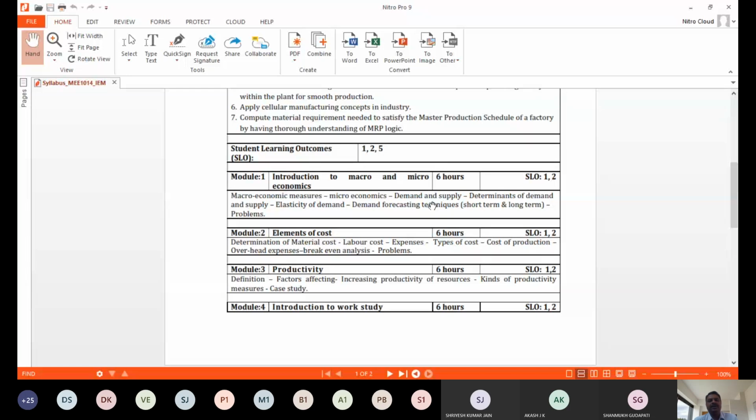You have a product with you, maybe your brainchild or a borrowed child, and that product needs to be sold in the market. The first thing that we do is check whether there is enough demand in the market. So your first unit talks about microeconomics, with just an overview of macroeconomics, not much. Then microeconomics talks about demand and supply, determinants of demand and supply, elasticity of demand and supply, and how to forecast demand, both short term and long term. All this is the subject matter of the first module.